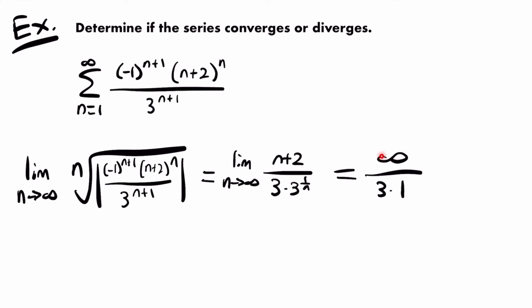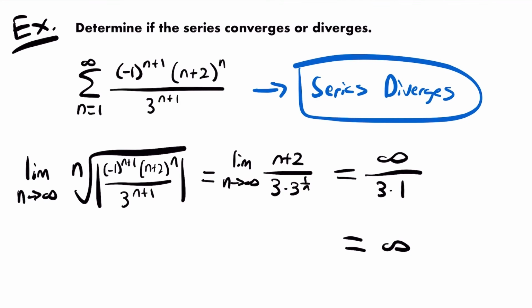And so we just have infinity divided by 3, which doesn't affect infinity at all. It's still an increasing value. It's still forever getting bigger. And so dividing it by 3 is insignificant. And so this limit is equal to infinity. And so our limit for the root test is equal to infinity, which means that our series is a divergent series. So we will write down the conclusion that our series diverges.